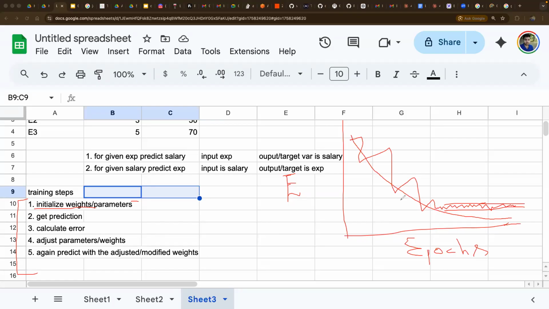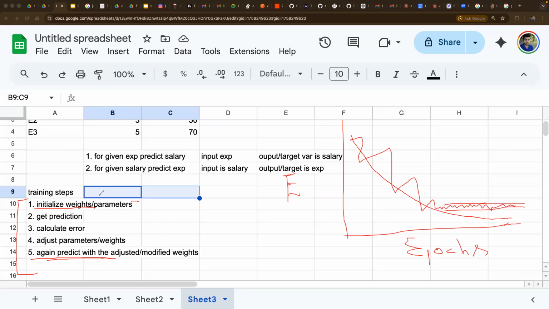So why I am talking about this now is because you will have the question, right? Again, we will predict with the adjusted modified weights. How long will you adjust or predict the output? It is till this point.